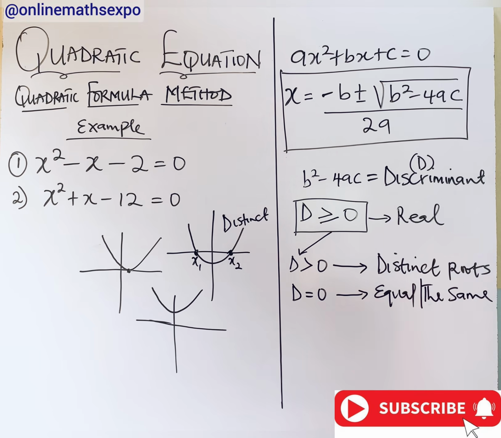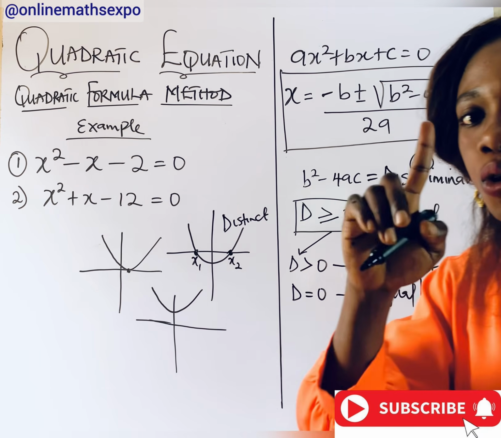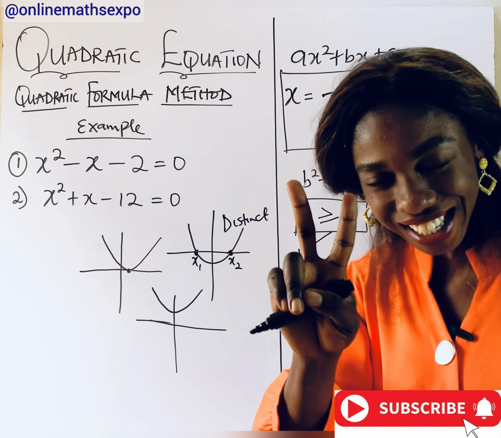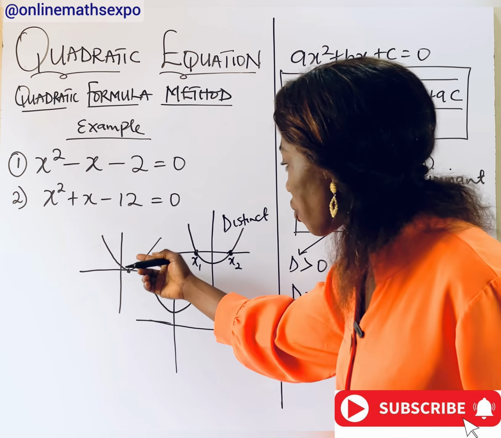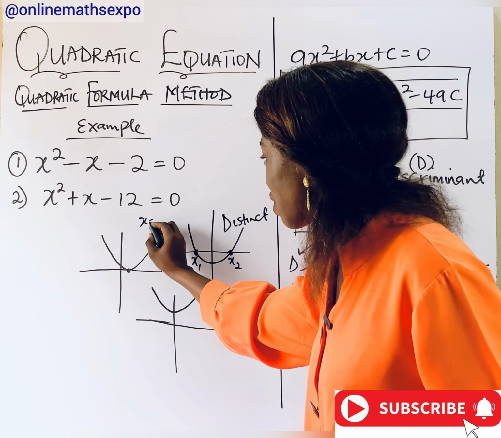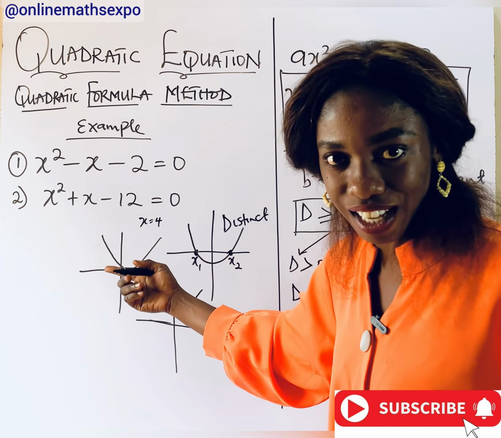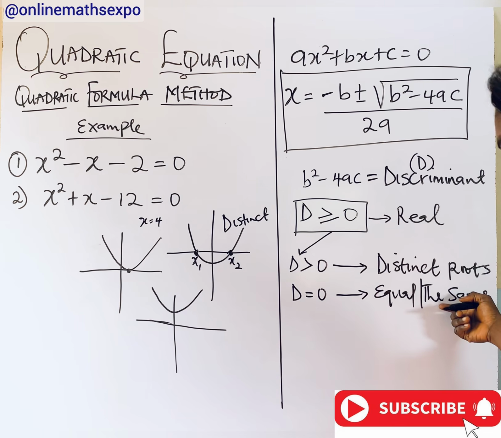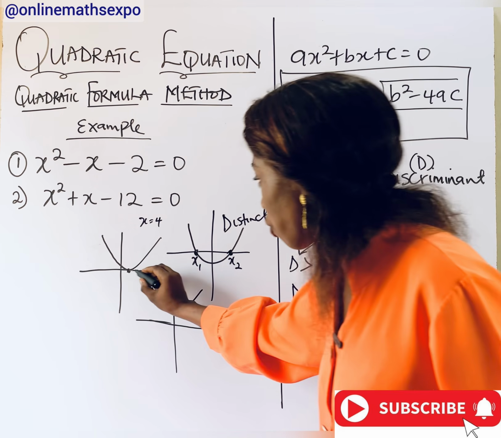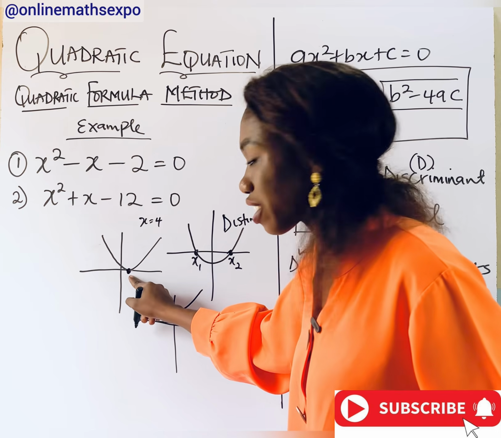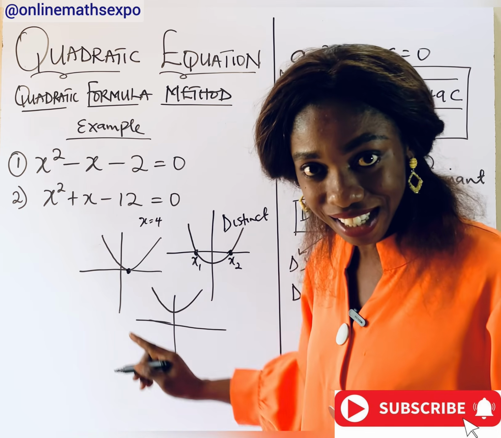And what does it mean? It means you're having one value of x twice. There are times you will solve an equation and say your answer is x equals 4 two times. It is called equal or the same root. And this is the kind of curve you are going to have, because it's going to cut the x-axis at one point. I hope this is clear.